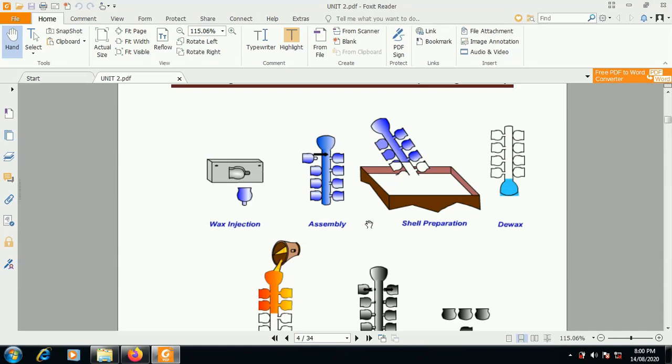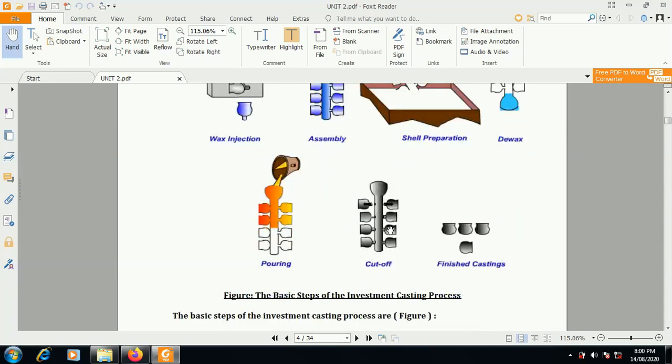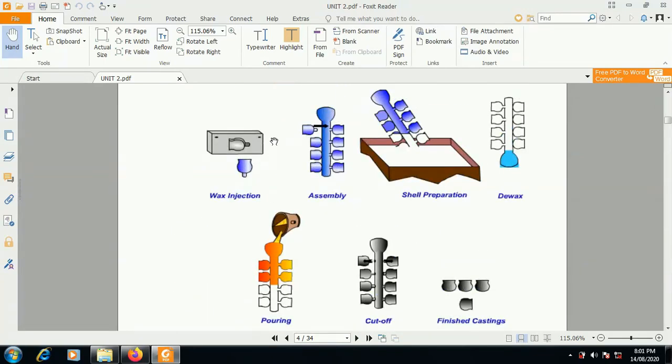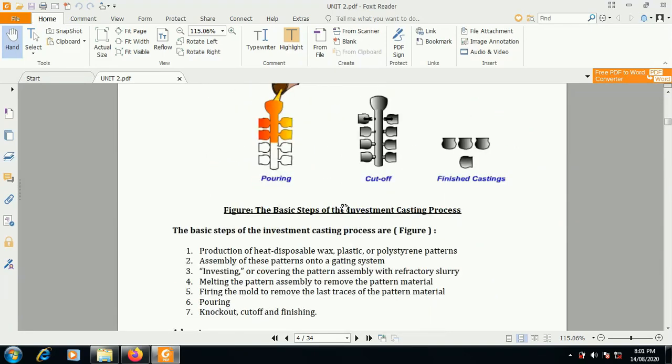Like green sand molding and shell molding, this process is also an expendable casting process. Expendable casting process means this mold cavity is designed for a single use. Now here you will see production of heat-disposable wax, plastic or polystyrene patterns. By using the wax injection technique, patterns are made, and all these patterns are joined together to a common sprue, which is also made of wax or polystyrene, by using a wax welding technique.